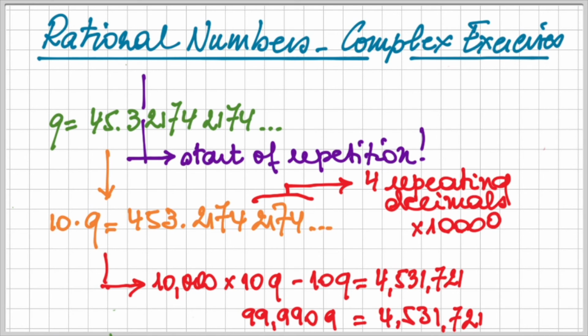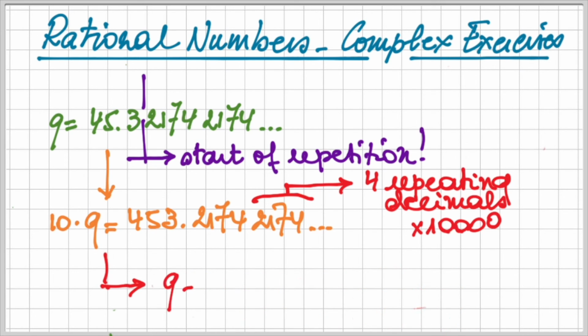4,531,721. On the left-hand side, we find 99,990Q, and on the right-hand side, we find 4,531,721. And this gives us Q as a division of two integers, where we have in the numerator 4,531,721, and in the denominator 99,990. So basically, when we verify this, this is the same number that we had before.